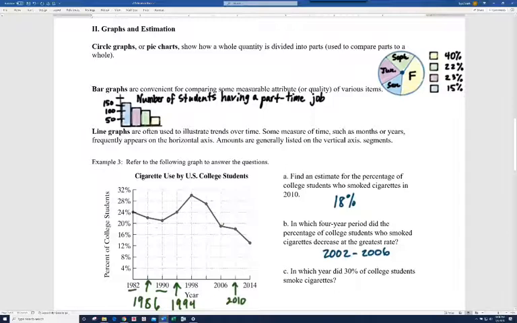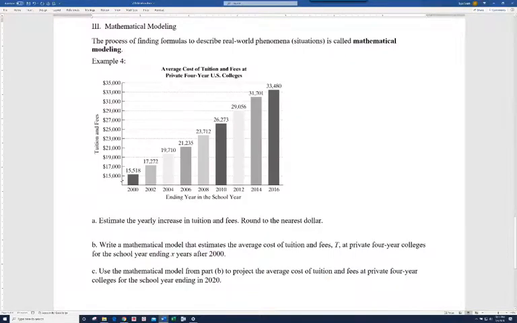All right, so in C it says, in which year did 30% of college students smoke cigarettes? Well, 30% is right here, and if you go across, that would be in 1998. All right, so hopefully you did well on that one. Let's move on to the next slide. This will actually be our last slide.